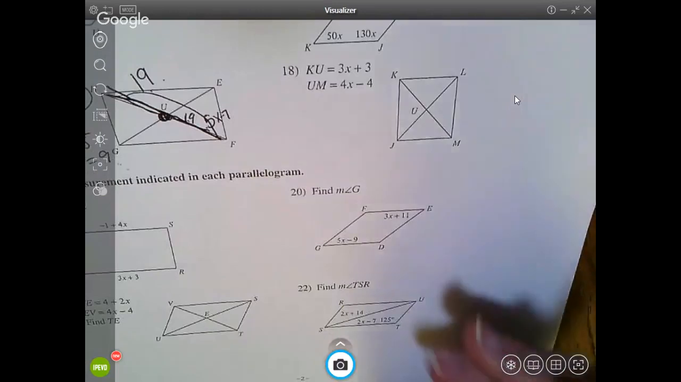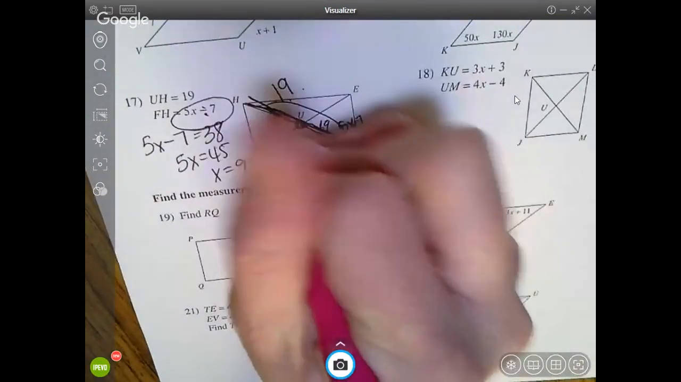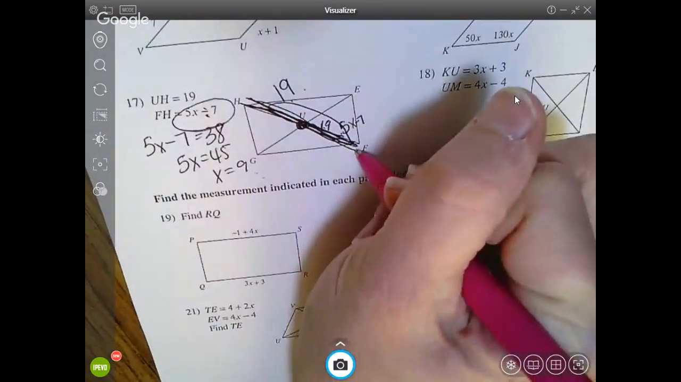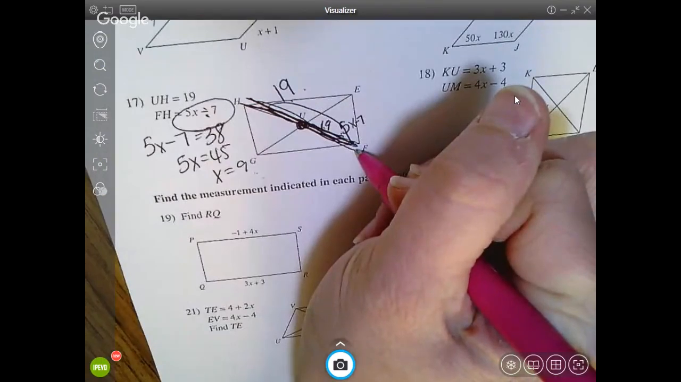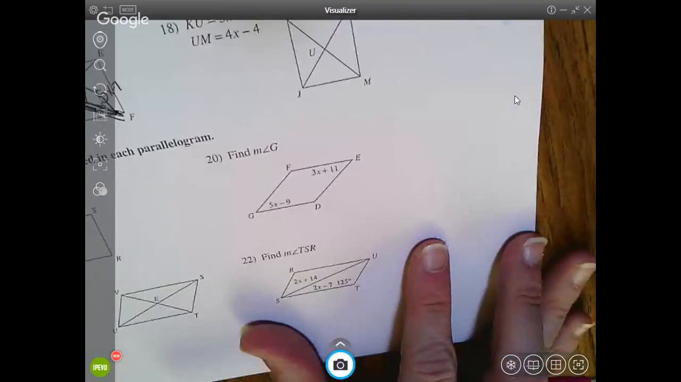Can you go back to that? Because I'm not understanding. Which one is 5x? Which FH? FH is 5x minus 7, this whole thing. Okay. What are we trying to find? X's? Yeah. Okay. All right, let's look at one more.